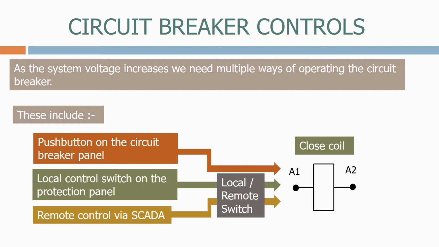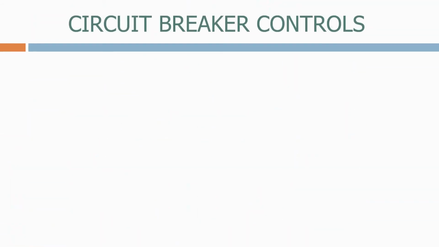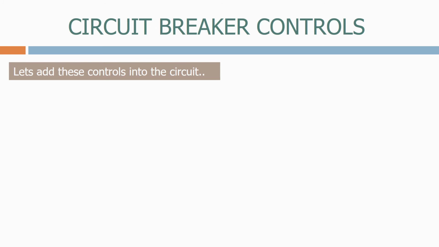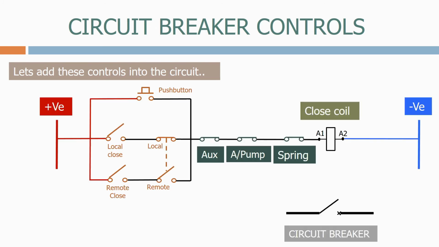We also introduce a local remote switch, which allows the person in the substation control room to block control from the remote control room. Let's add these controls into the circuit. So now we have three levels of control.